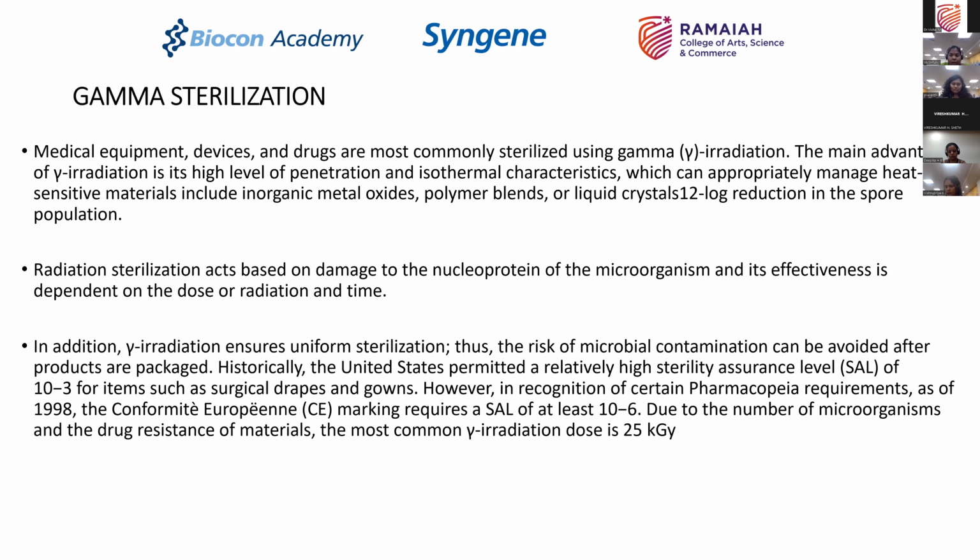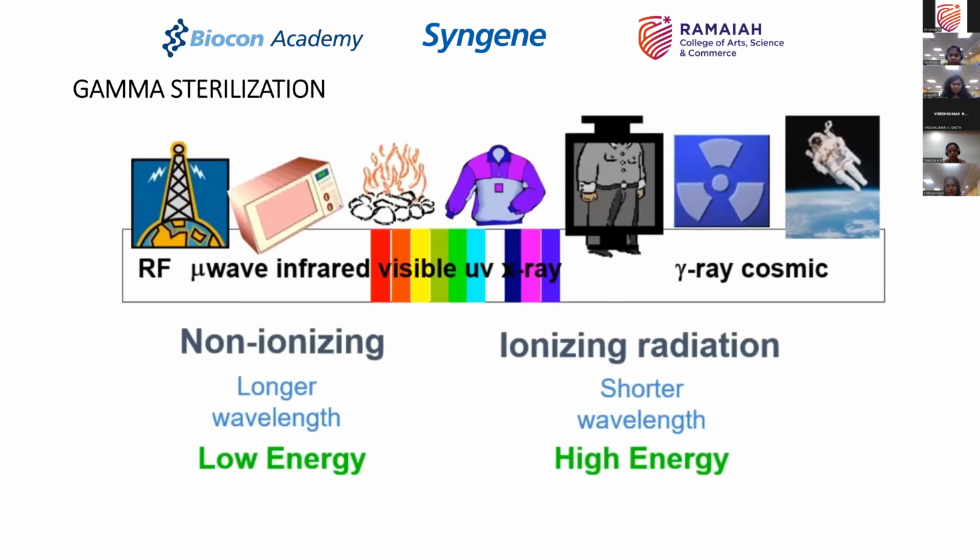Some materials are really hard, and some powders can be very hard for it to be effectively penetrative. In such cases, you may have to vary the dose, but otherwise 25 kilograys is the standard dose which is generally used during gamma sterilization.